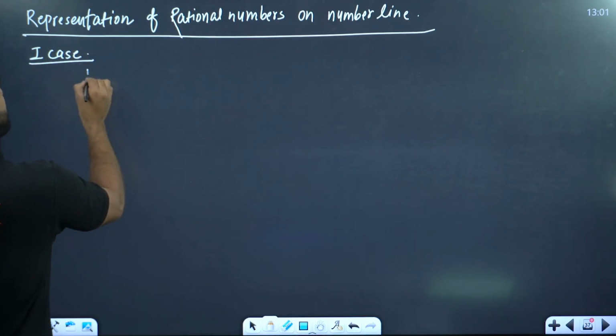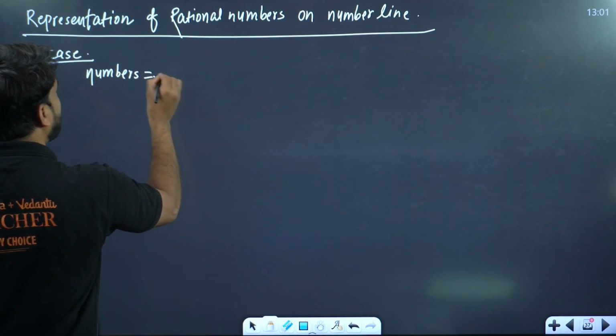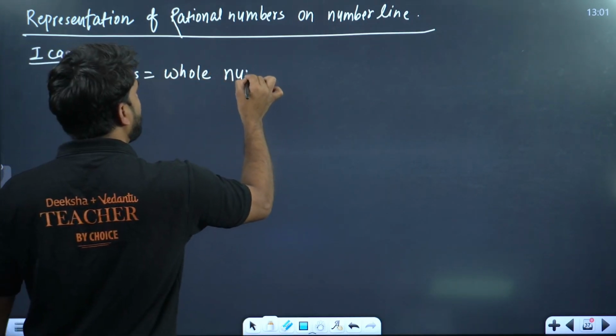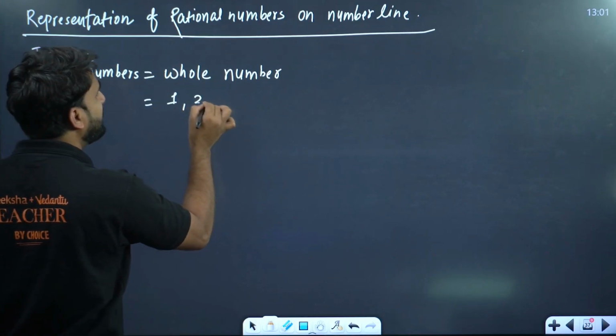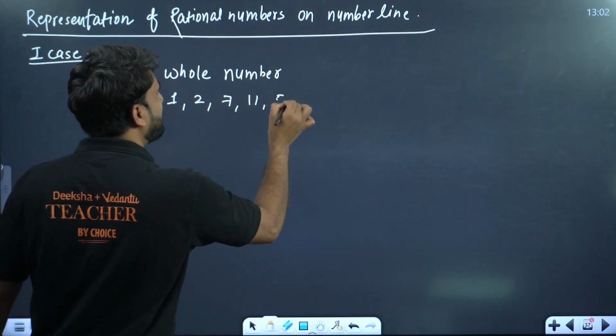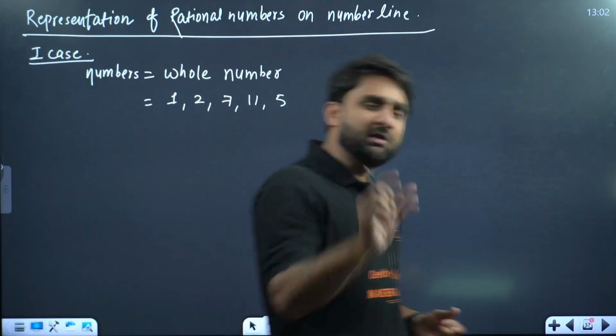when the numbers are whole numbers. I hope you know whole numbers. A whole number means a number such as 1, 2, 7, 11, such numbers where only one digit is there. There is nothing in the denominator. Only a single number is there.